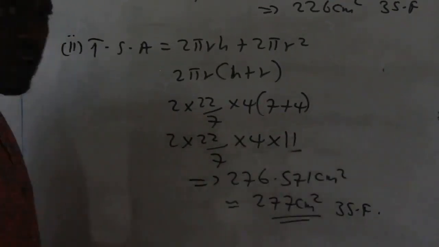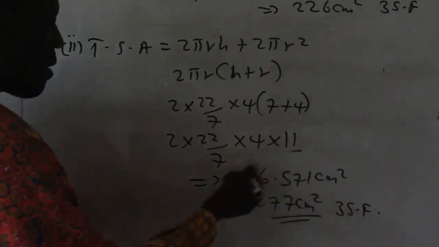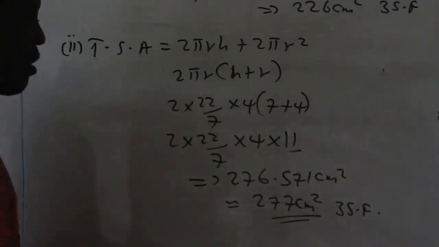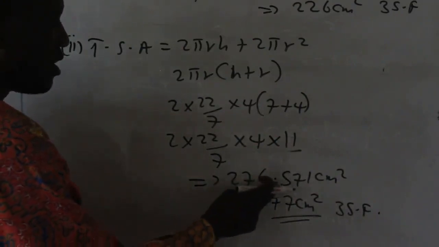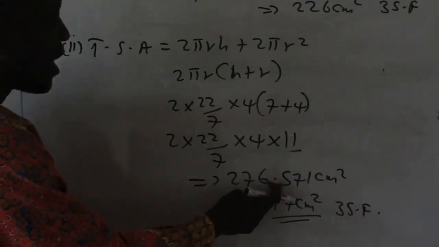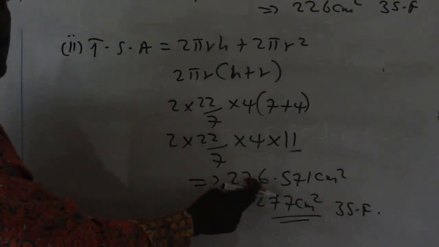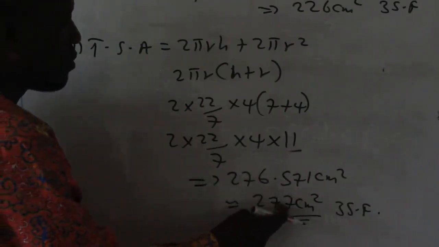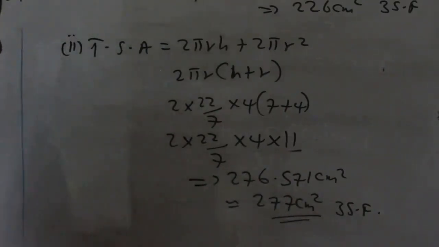276.571 centimeters squared. Then you now approximate it to 3 significant figures. 1, 2, 3. This is 5, which is more than half. So you round it up, you add 1 here. So this will be 277 centimeters squared.